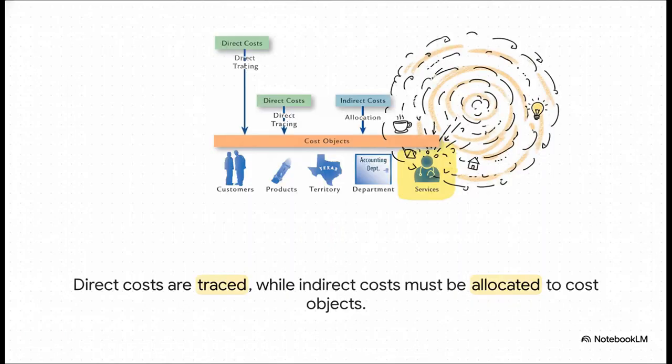See how direct costs have a nice, clean line? We can trace them straight to the coffee. But the indirect costs, well, they have to be allocated. That's just a fancy way of saying we have to figure out a fair system to slice up a big cost, like rent, and assign a tiny piece of it to every single cup the shop sells.